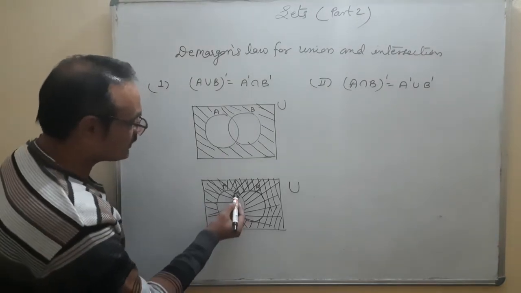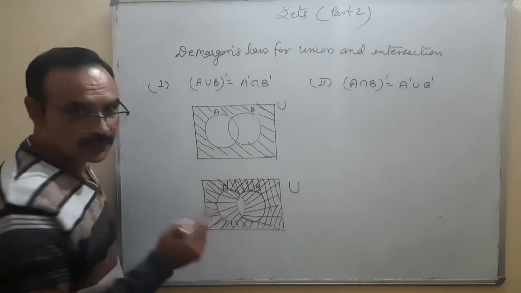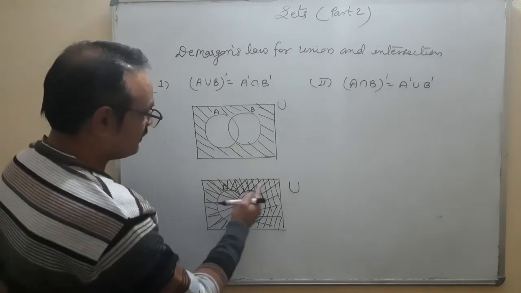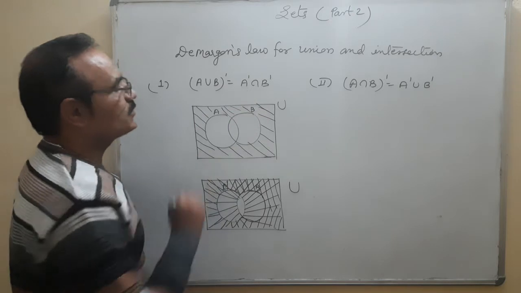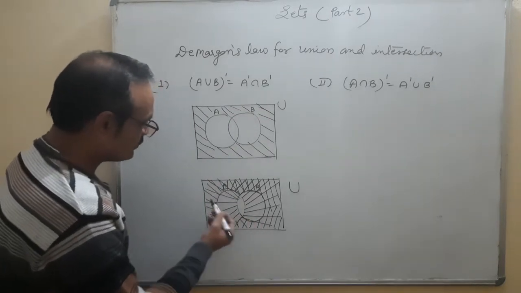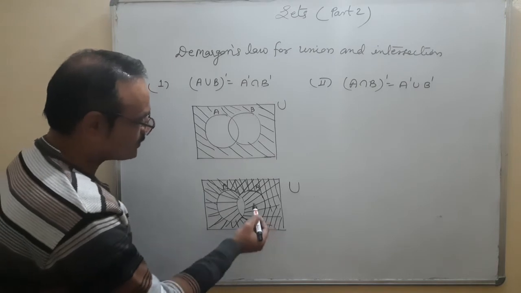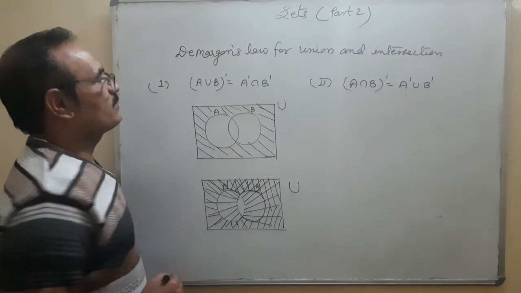So this portion away from this portion is shaded two times. What does it mean? This portion, and that is true. So (A union B) complement is equal to A complement intersection B complement. This portion which is shaded two times, you can see everything is shaded two times. Inside it is not shaded two times. Okay. So that is by De Morgan's law.